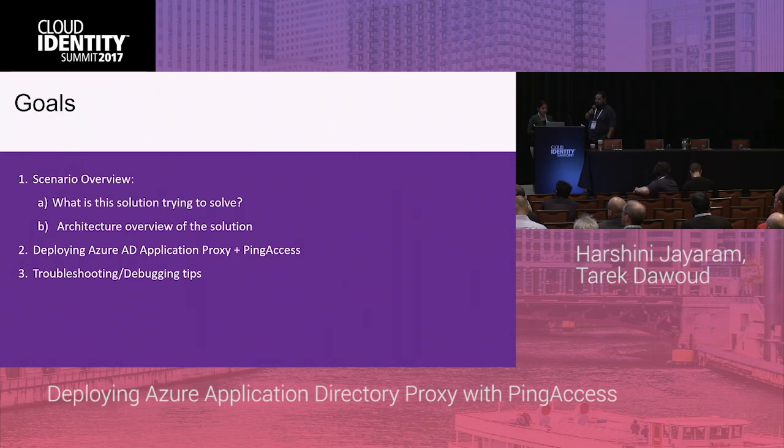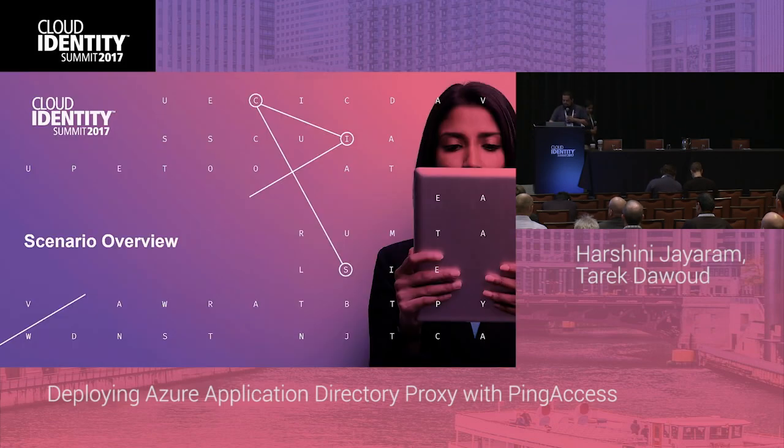So a bit of an overview of what we're going to talk about today is basically what problem are we trying to solve with this whole PingAccess plus app proxy solution? We're going to do an architecture overview of how it works. And then Harshini is going to walk you through an actual demo of deploying app proxy with PingAccess, focusing more on the Azure Active Directory pieces and explaining how they fit together. And then we'll do a bit of discussion of troubleshooting and debugging tips at the end on what we've seen out there. So let's go with the overview.